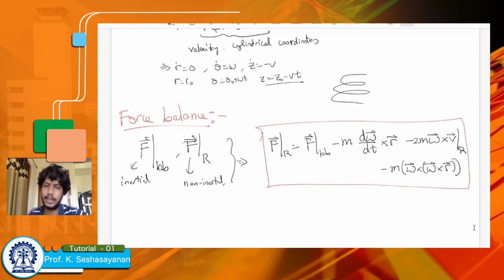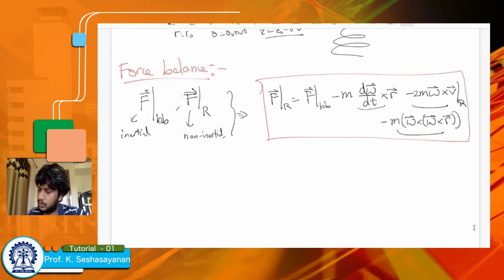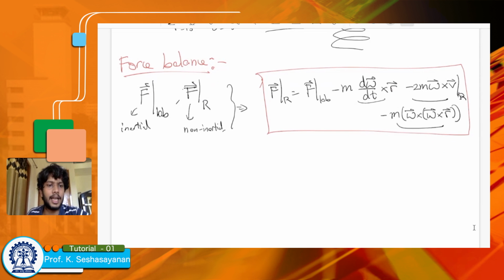The first one comes from the fact that the rotation axis is not constant. Either the axis is changing or the rotation rate is changing. The second term is the Coriolis term, which comes from the fact that we are in a rotating frame, and the final term also comes from the rotating frame. This is the centrifugal term. So these are the fictitious forces that one has to add in order to compare the total forces acting in the lab frame and in the rotating frame.